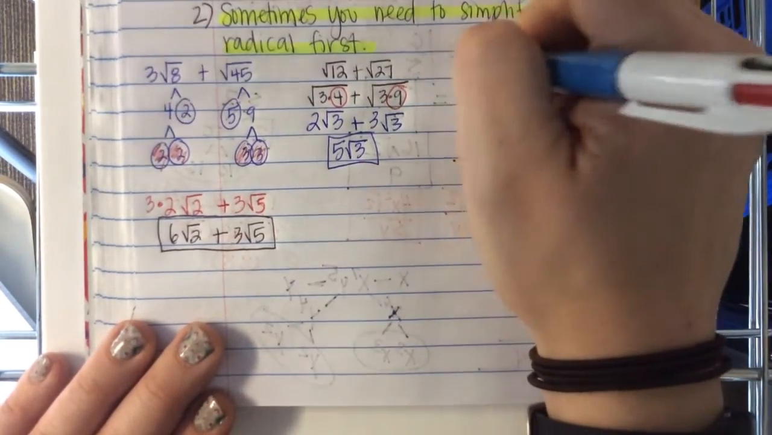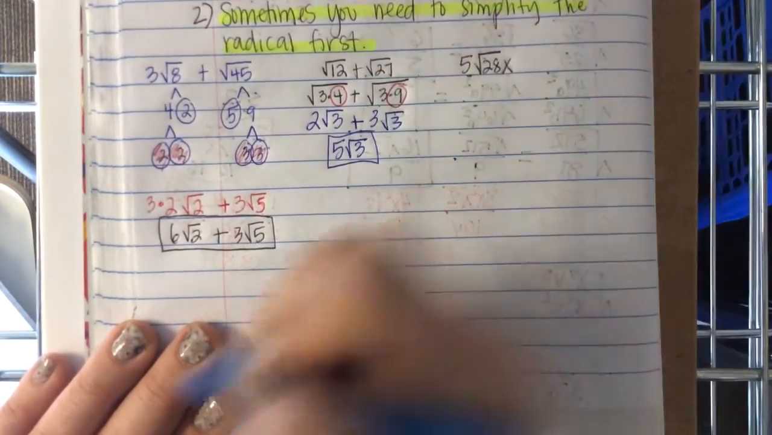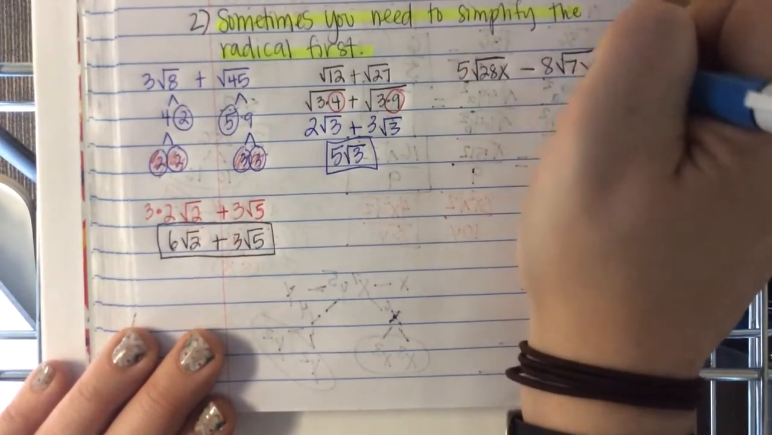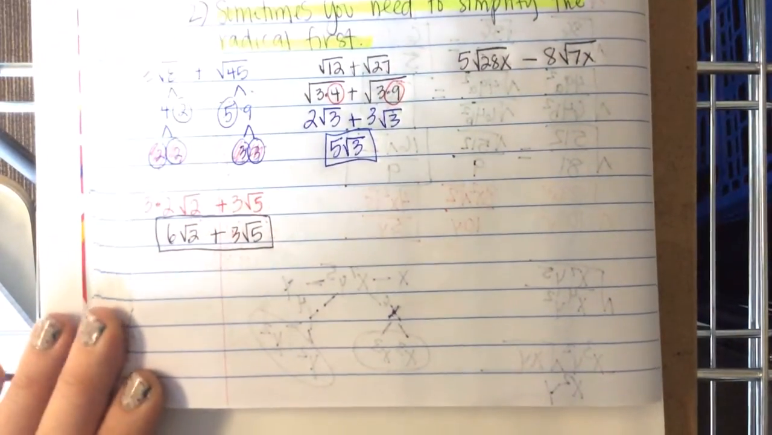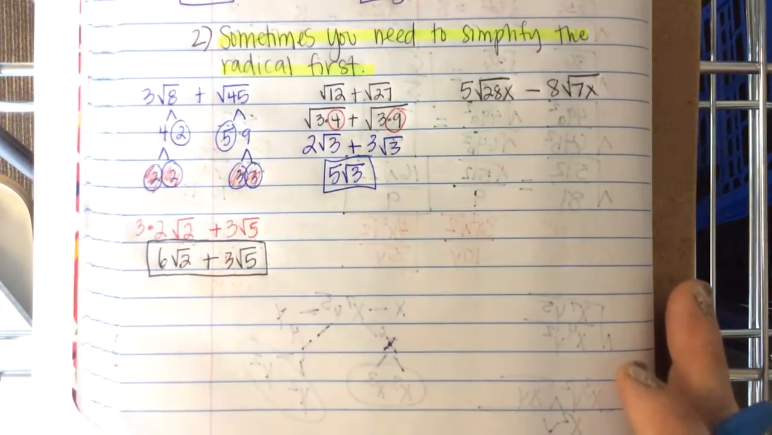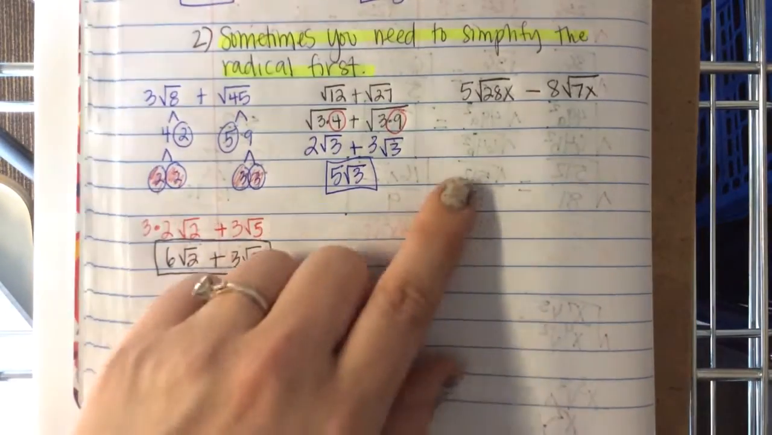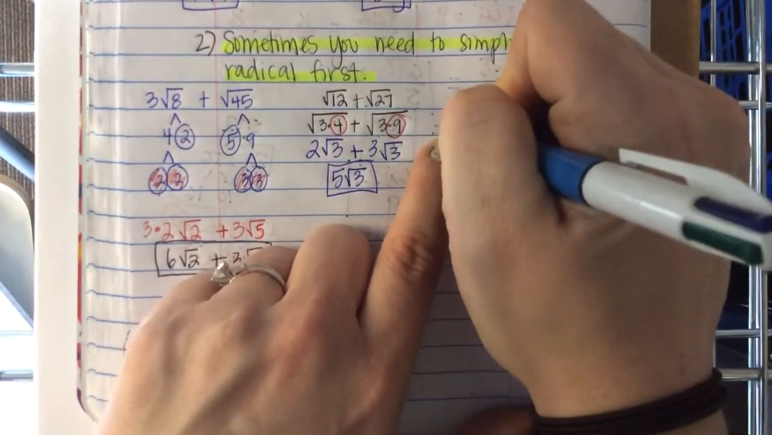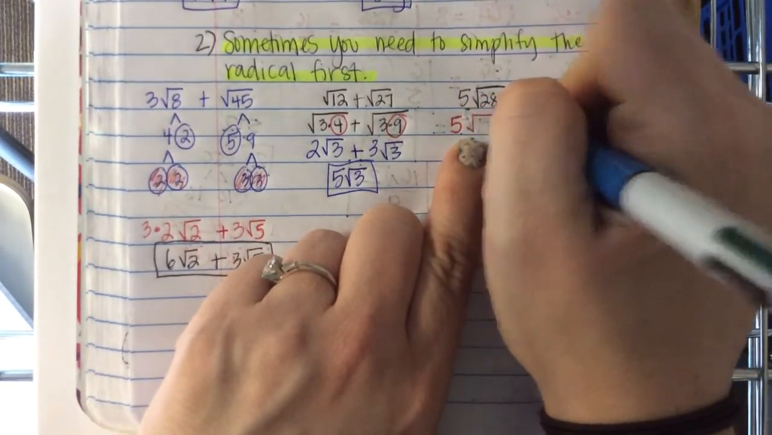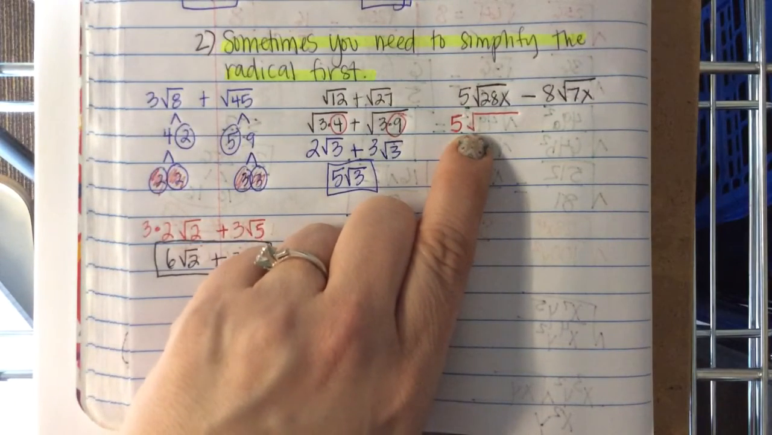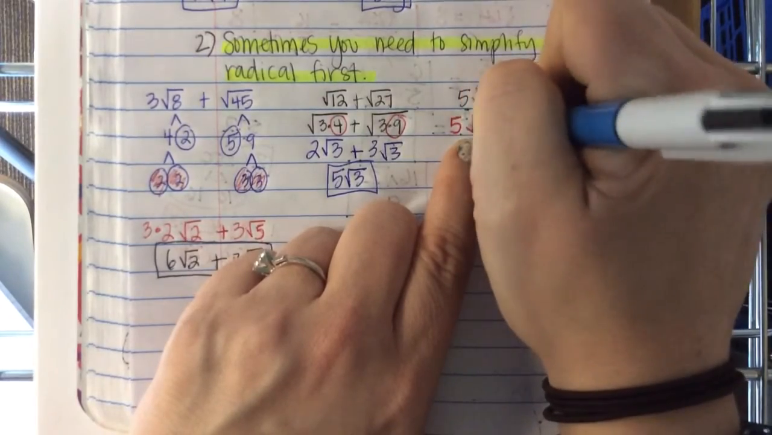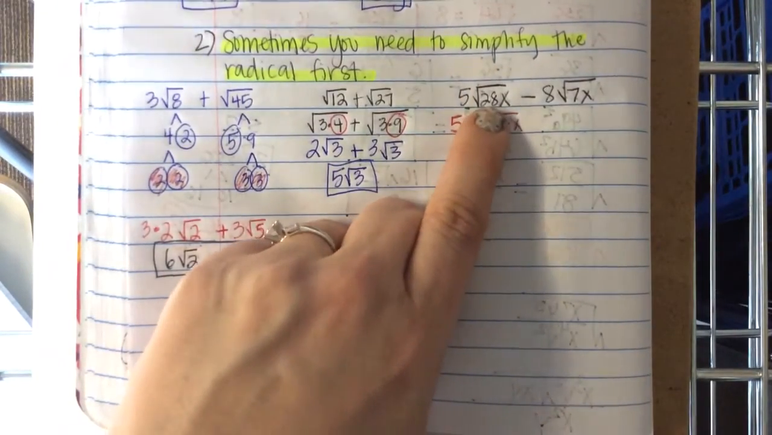Let's try another one. 5 radical 28x minus 8 radical 7x. All right, so let's talk it through. 5 is my coefficient. It stays. How do you make 28x? 7 and 4. And is one of those perfect? 7 times 4 times x, right? Equals 28x.